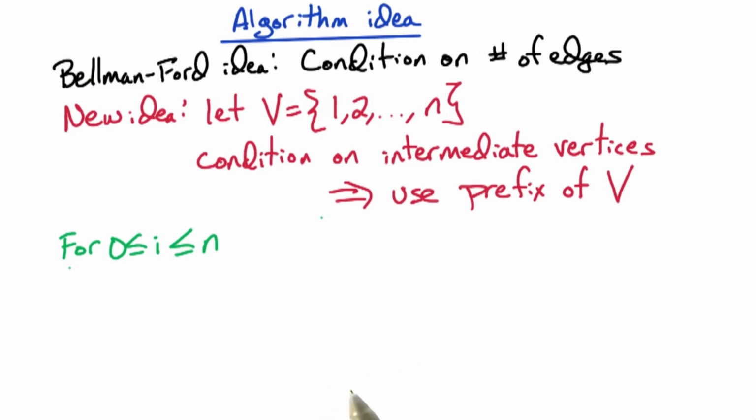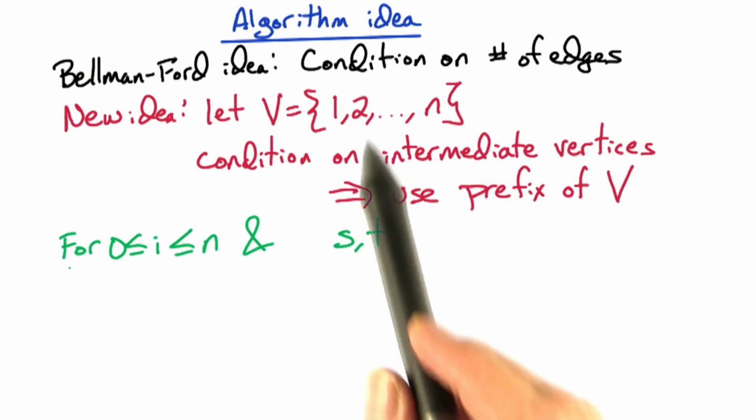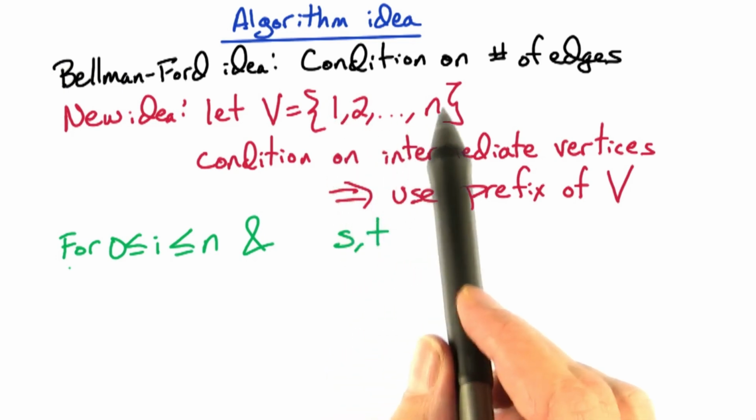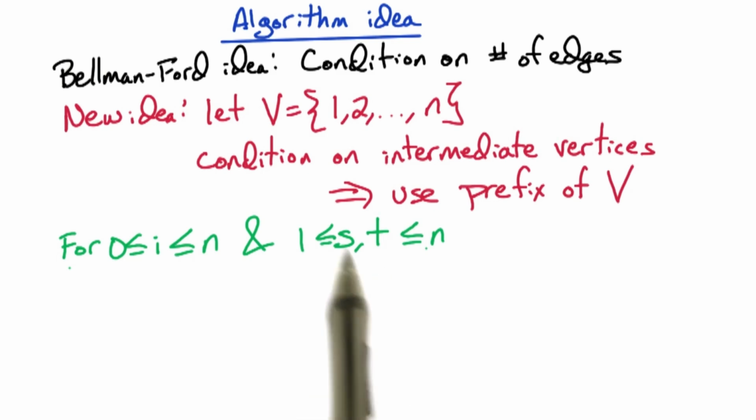So we want to try all possible start vertices and all possible end vertices. Let's use S for the start vertex, and T for the end vertex. Now we want to vary S and T over all possible choices. So we want to try each 1 through n. S and T both vary between 1 and n, and we want to try all n squared choices for S and T.